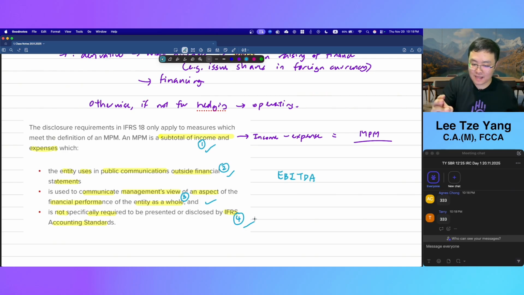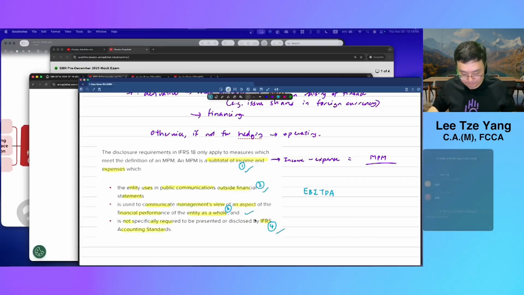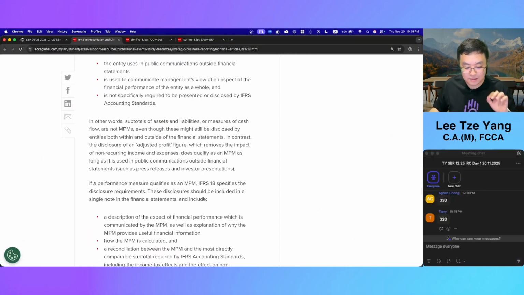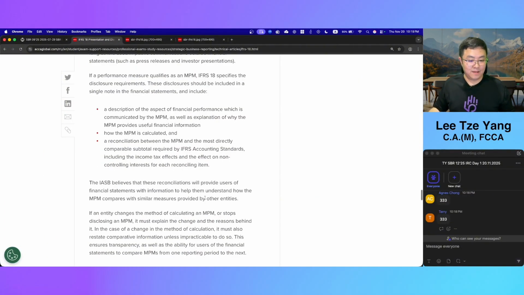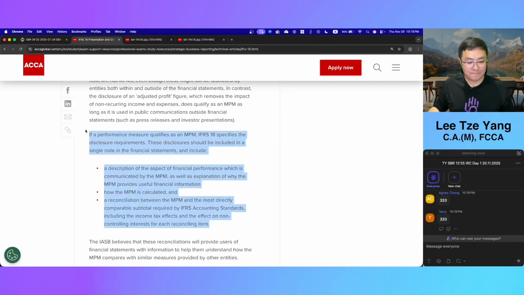So now, if it is MPM, what do we do? IFRS 18 says, disclose something. Number one, everyone, what's the purpose of disclosure? The purpose of disclosure is to make investors understand something. Agree or not? Everyone, if you agree, you say yes. So now, the purpose of this disclosure is to help the investor understand MPM.